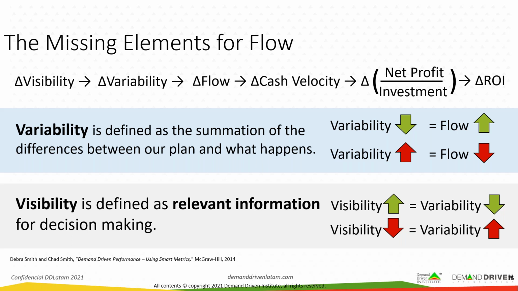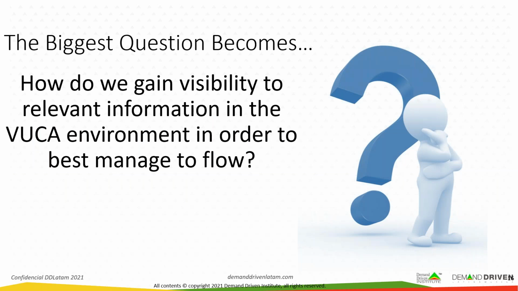And it's the same way with our companies today. Many companies have had to stop on the side of the road and change the equivalent of a flat tire because they didn't see some of the changes that are coming at them. So our question becomes, how do we gain visibility to relevant information in this new crazy world to best manage the flow?